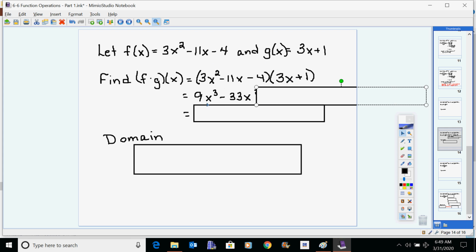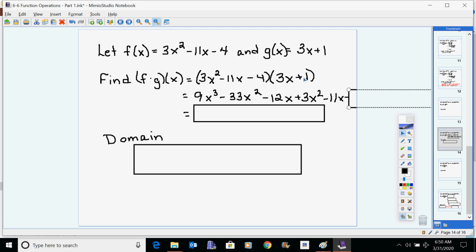3x times 3x squared is 9x cubed. 3x times negative 11x is negative 33x squared. And 3x times 4 is negative 12x. 1 times 3x squared, 3x squared. 1 times negative 11x, negative 11x. And 1 times 4 is 4.